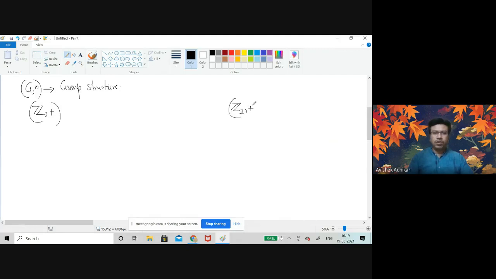You all know what we mean by Z2 plus. Z plus consists of 0, plus minus 1, plus minus 2 and so on, whereas this consists of only two elements, class 0 and class 1. If I consider from an algebra viewpoint a few algebraic properties, Z plus is an infinite group. This is a finite group.